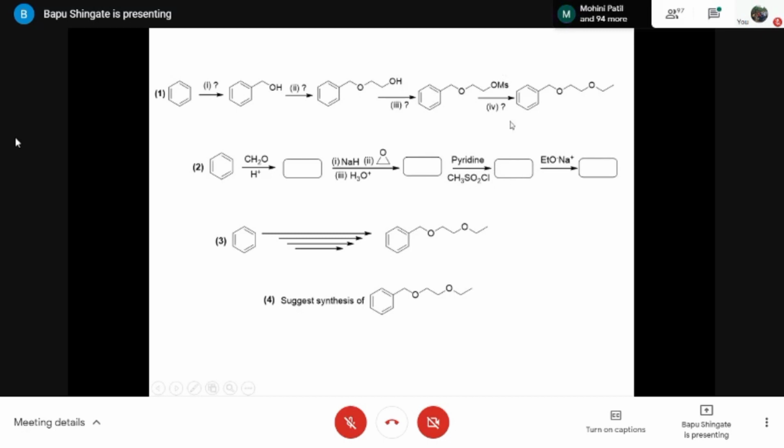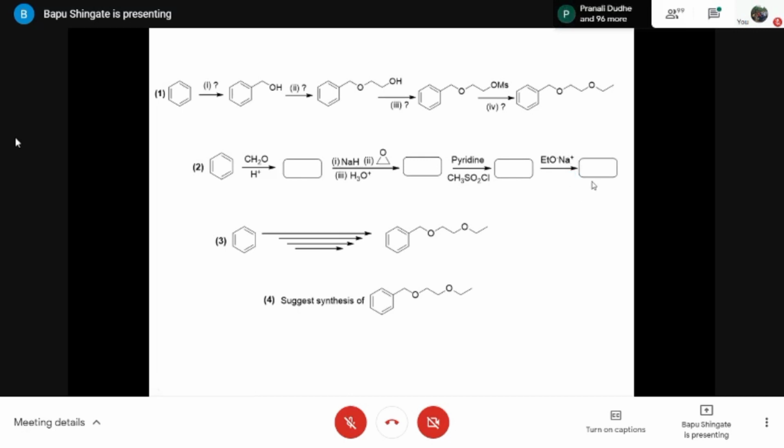Over here, again, you should know the reactivity of this particular intermediate and how it will behave with sodium ethoxide and what kind of nucleophilic substitution reaction takes place. To solve such problems, you should know electrophilic substitution reaction, then nucleophilic displacement type of reaction, abstraction of proton, protection of the alcoholic group in terms of mesylate, and then in the last step, nucleophilic substitution reaction. This is how you may answer this second type of question.